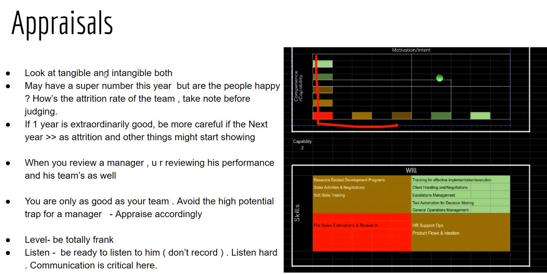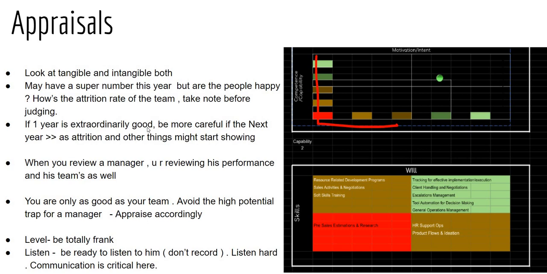look at both the tangible and the intangible aspects. Now there may be a case wherein you are doing an appraisal and the person has had a fabulous year. That is what Mr. Grove talks about. He may have had a wonderful year, but you must note whether the people are also happy, or whether he has applied a lot of pressure and the people have somehow delivered but are not happy, and the attrition rate is going to shoot up. So take note before judging and giving an appraisal.